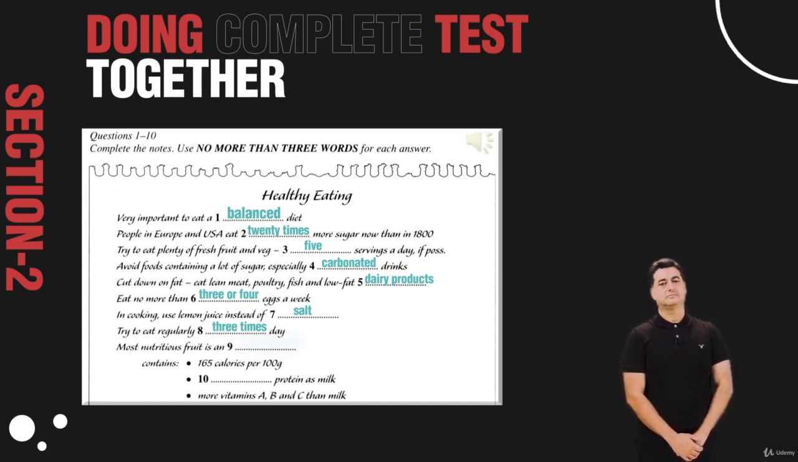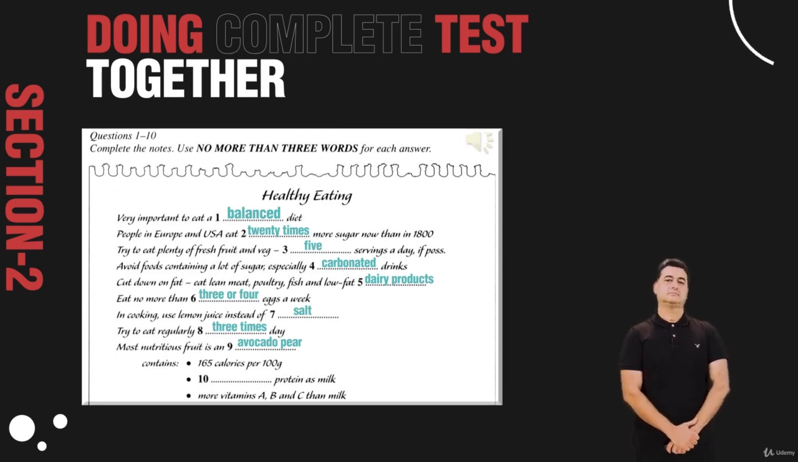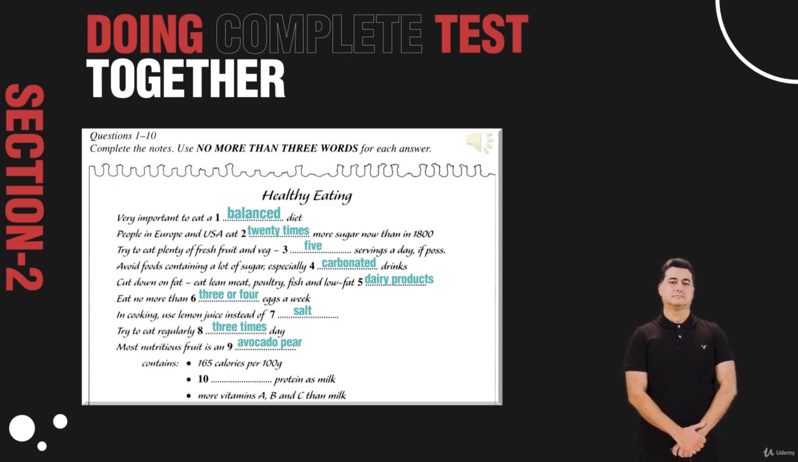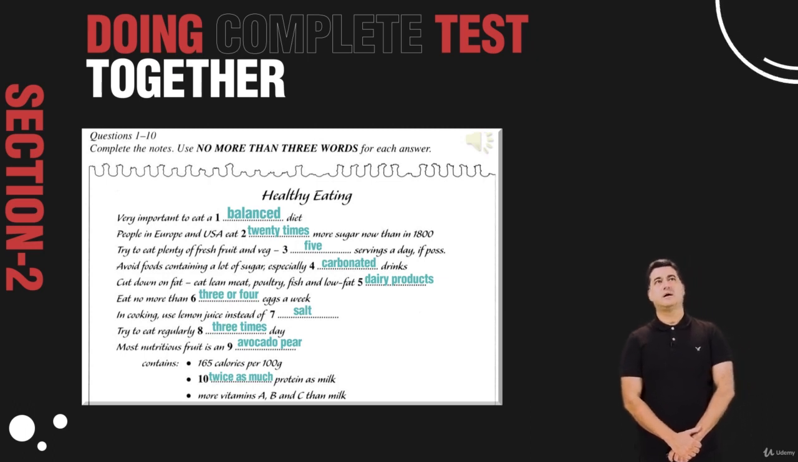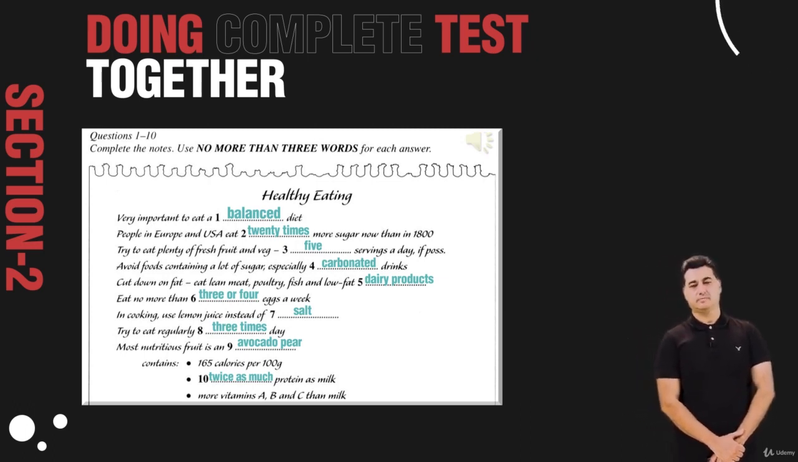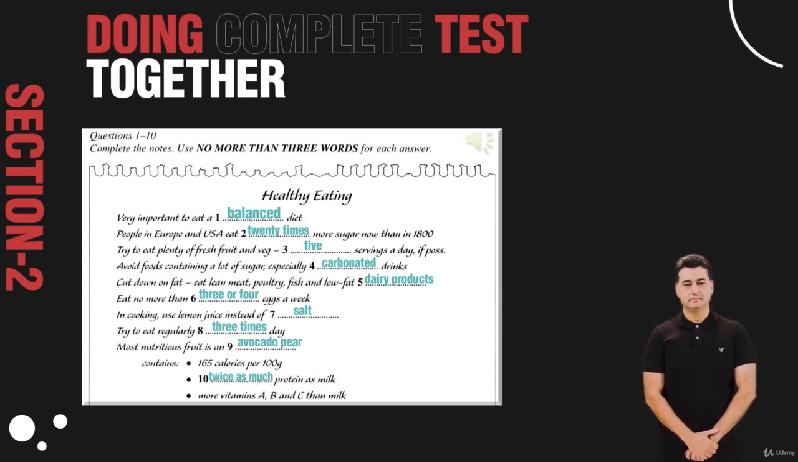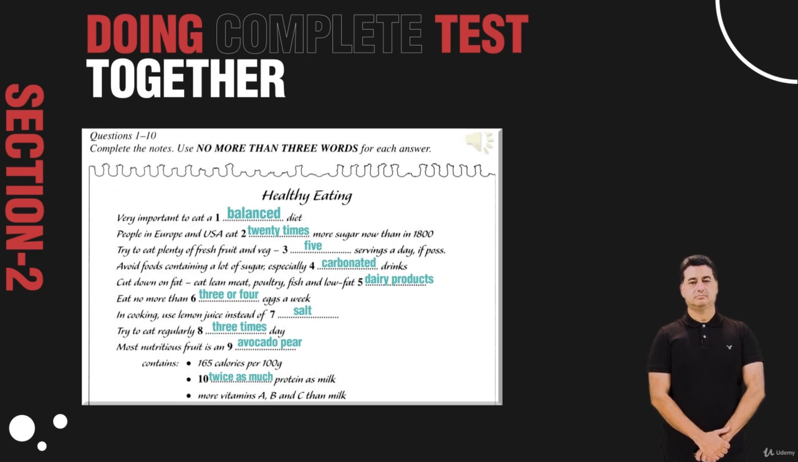It's actually an avocado pear. You know, those dark green fruits you see in salads sometimes? Avocado pears contain about 165 calories for every 100 grams. That's more than eggs or milk. They also contain twice as much protein as milk and more vitamin A, B, and C. Well, that's all I have time for now. And yes, it's lunchtime. So enjoy your meal and be healthy.